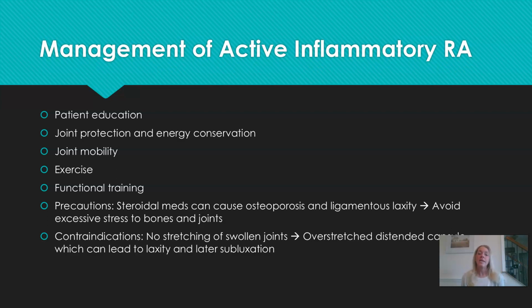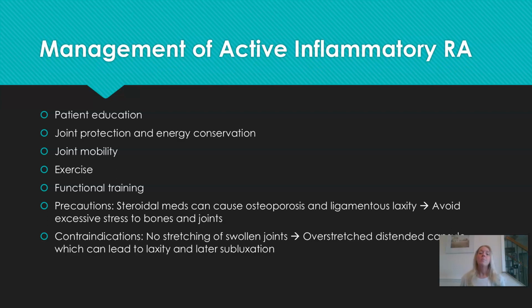A few things to take into advisement as far as precautions go. Steroidal medications are typically your treatment of choice for rheumatoid arthritis. The one big one now is methotrexate, which is actually not a steroid, but it is an immunosuppressor. So whether they're on steroids, which can then lead to osteoporosis and some ligamentous laxity, or they're on immunosuppressors, there's some downsides to each of those medications. But if they are taking steroidal medications, watch excessive stress to the bones and joints. We want to be very careful because of that laxity and because of the osteoporosis that can develop with the bones.